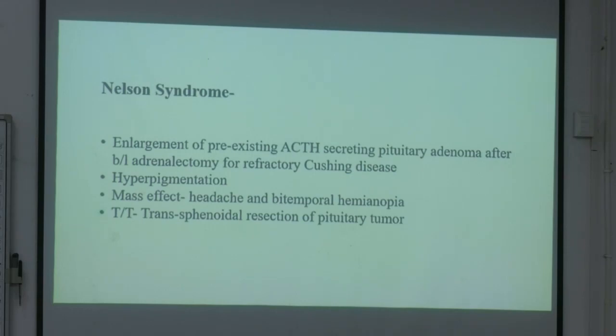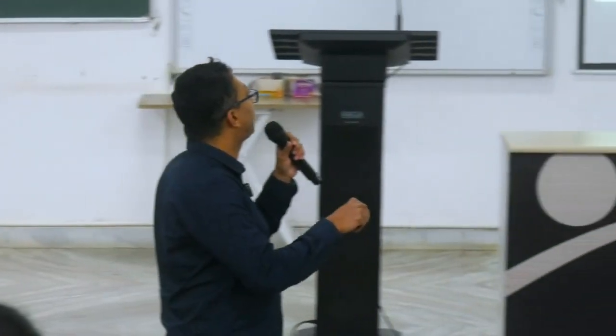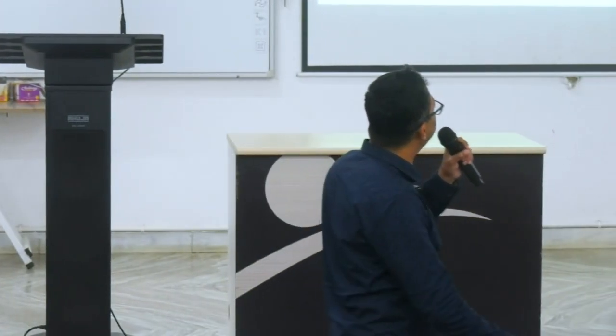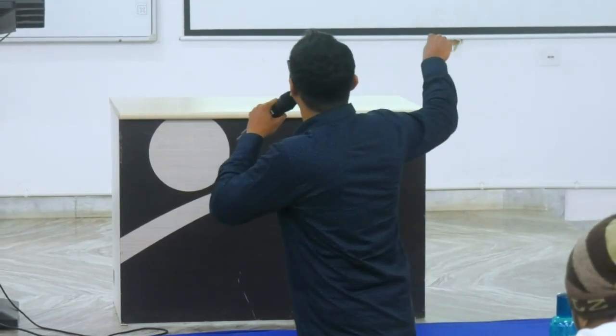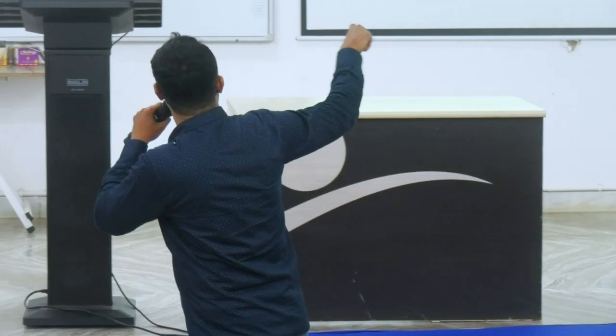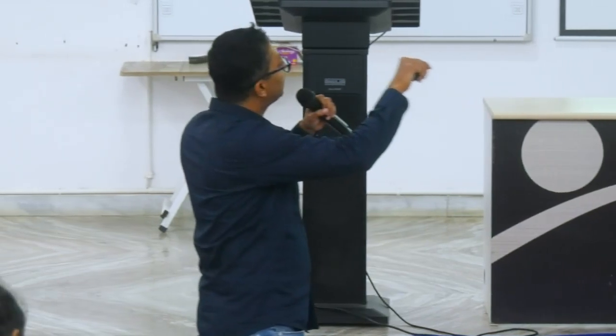Okay, next slide please. Now primary adrenal insufficiency. Primary means local. Primary adrenal insufficiency, so decreased function of adrenal gland. Primary means the problem is inside the adrenal gland, so there will be decreased cortisol and aldosterone. দুটোই কমে যাবে, রাইট? কর্টিসল কমলে কি হবে, অ্যালডোস্টেরন কমলে কি হবে, যা এফেক্ট হয় সেগুলোই হবে. So cortisol কমে যাচ্ছে, so there will be hypotension. Aldosterone কমে যাচ্ছে, again hypotension. And there will be hyponatremic volume contraction.